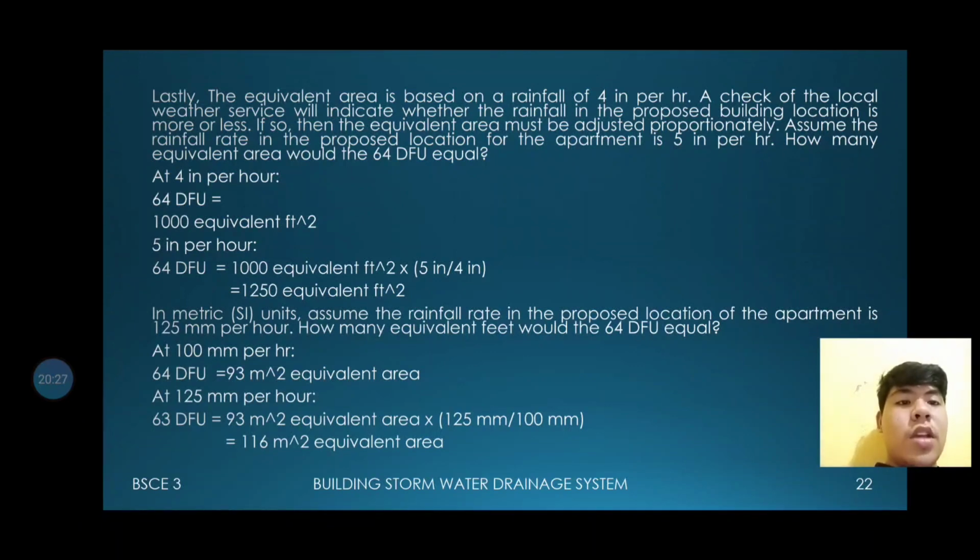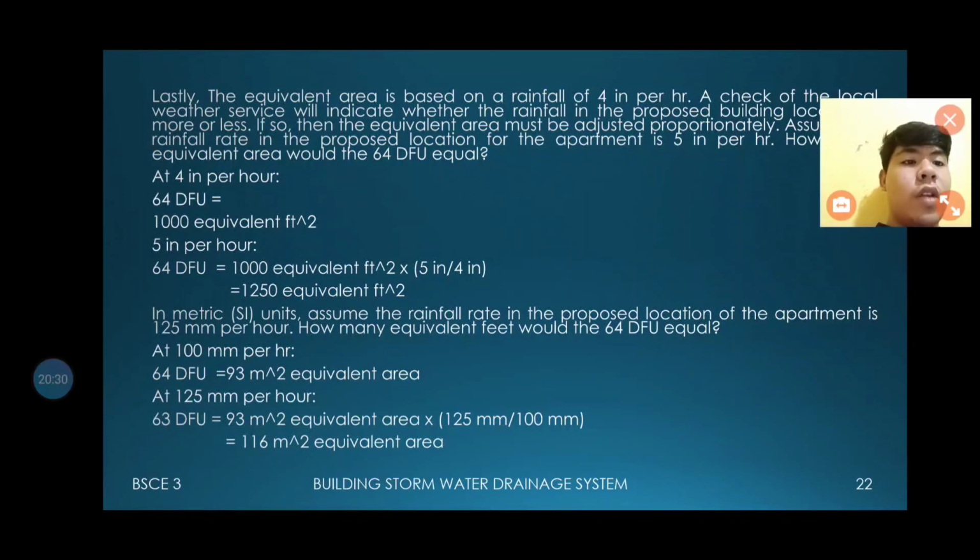In metric or SI units, assume the rainfall rate in the proposed location of the apartment is 125 mm per hour. How many equivalent meters squared would the 64 DFU equal? At 100 mm per hour, 64 DFU is equal to 93 meters squared equivalent area. At 125 mm per hour, 64 DFU is equal to 93 meters squared equivalent area times 125 mm over 100 mm, which is equal to 116 m squared equivalent area.